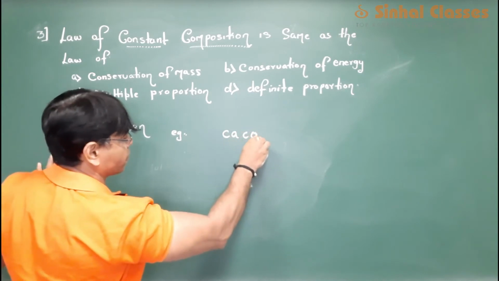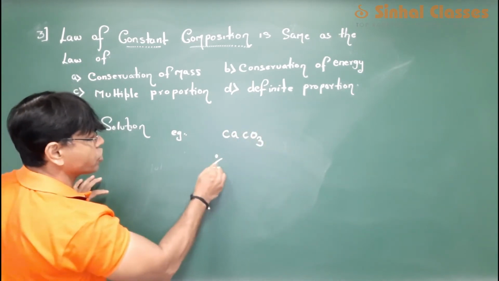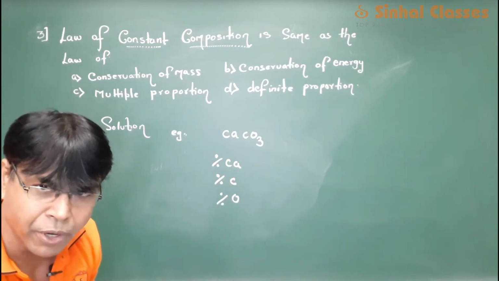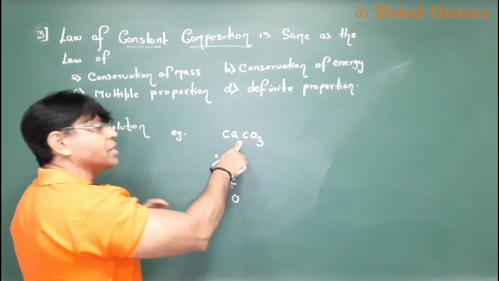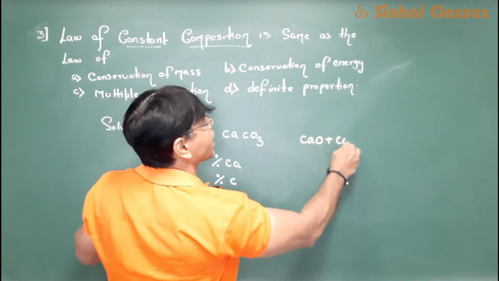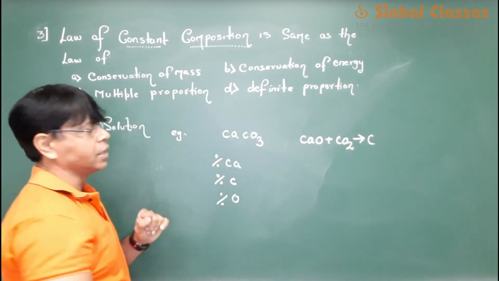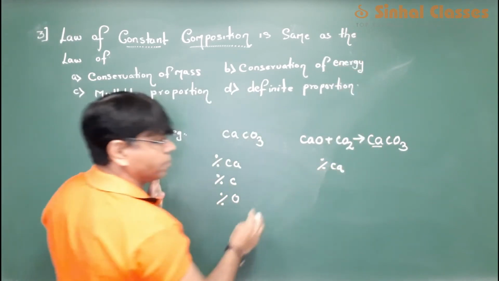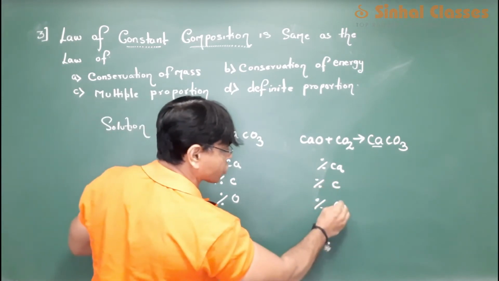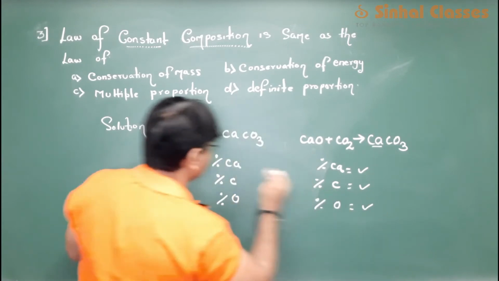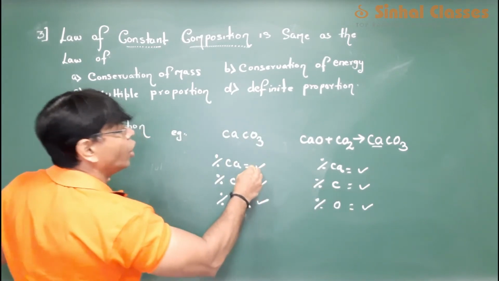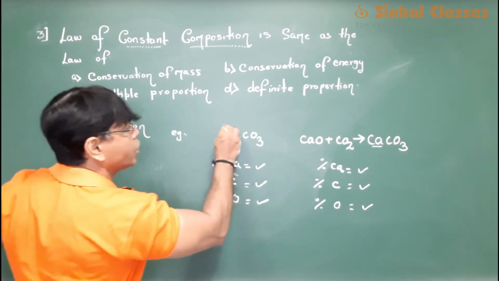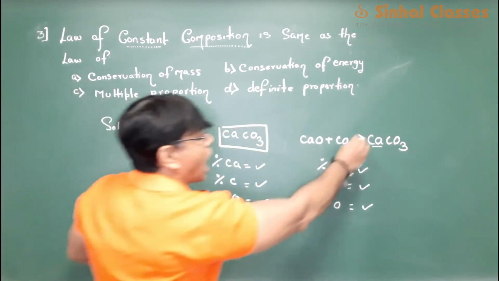For example, if I take calcium carbonate from the earth's crust, the percentage of calcium, carbon and oxygen found in calcium carbonate will be the same if I prepare calcium carbonate in the lab. Calcium carbonate can be prepared in the lab by taking calcium oxide and carbon dioxide, giving you calcium carbonate. When you take out the percentages of calcium, carbon and oxygen, both will match each other. So the law of constant composition says the percentage will remain the same whether you take it from natural conditions or prepare it artificially.